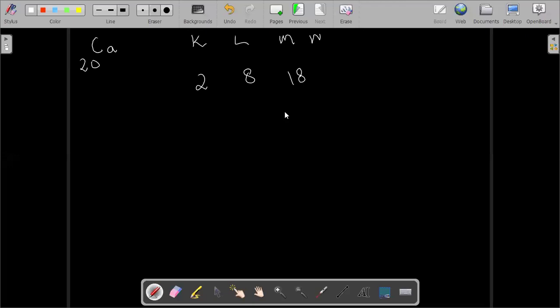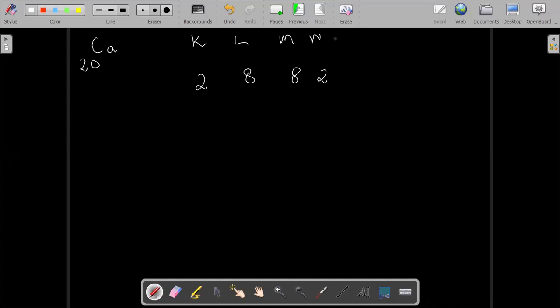So remove this 18 electrons. There are not 18 electrons in the M shell. You just get 2, 8, 8, and how many electrons will be there in the N shell now? 2. Okay. Sorry, it would have been 10 electrons. So it can't accommodate 10 electrons since it would become the outermost. So this is the configuration.